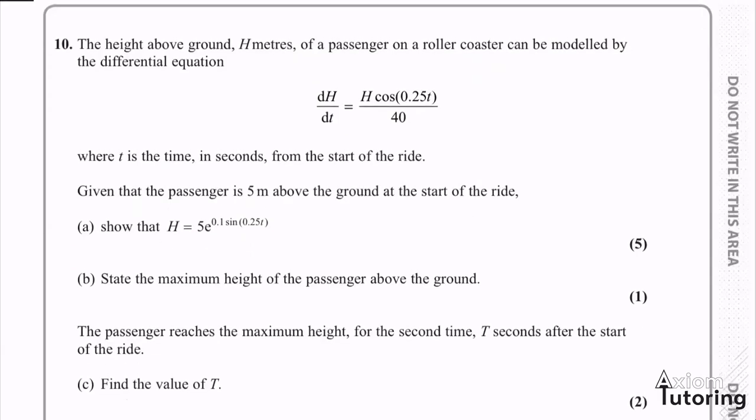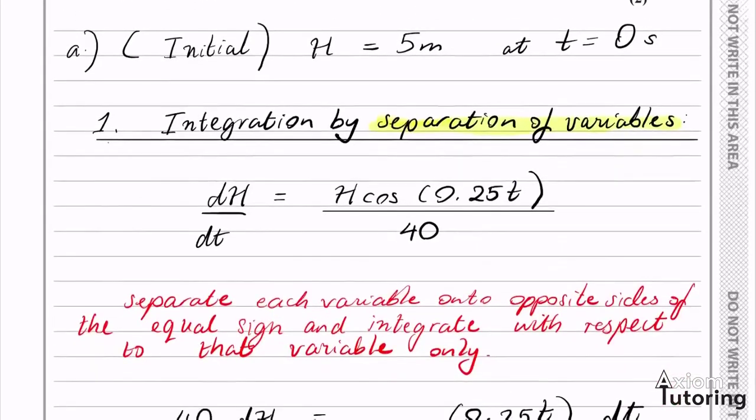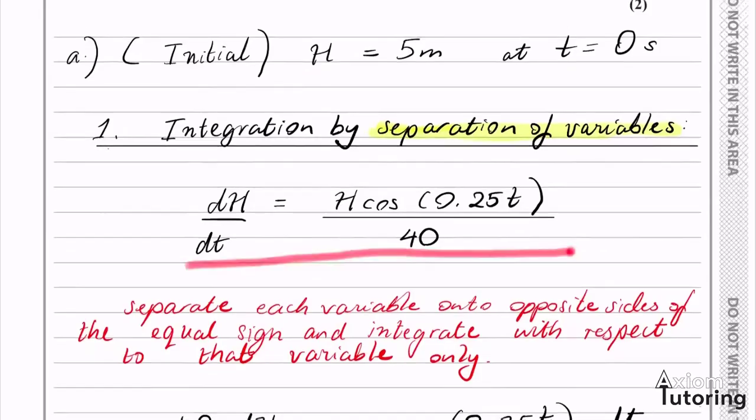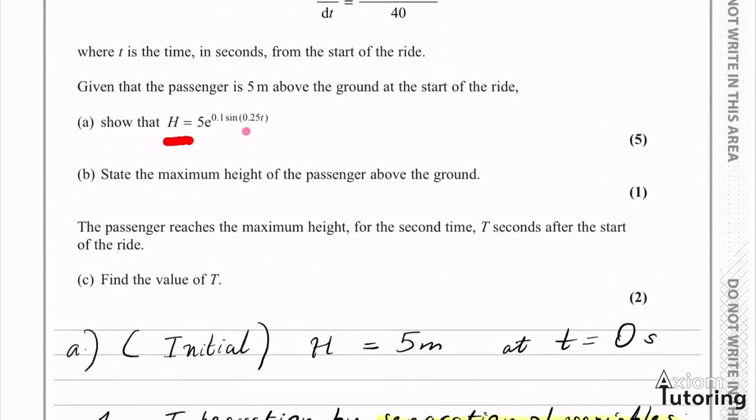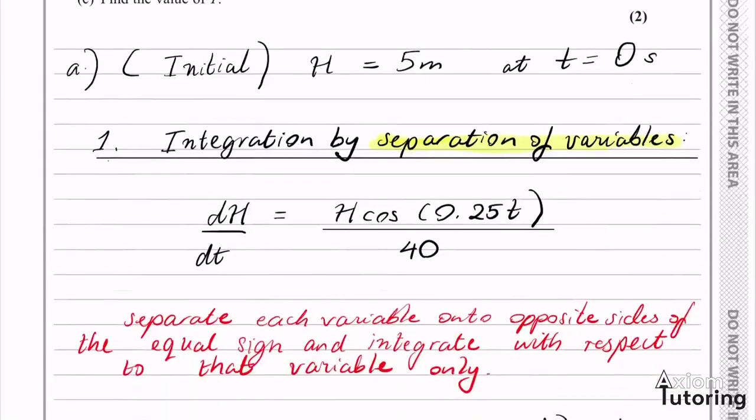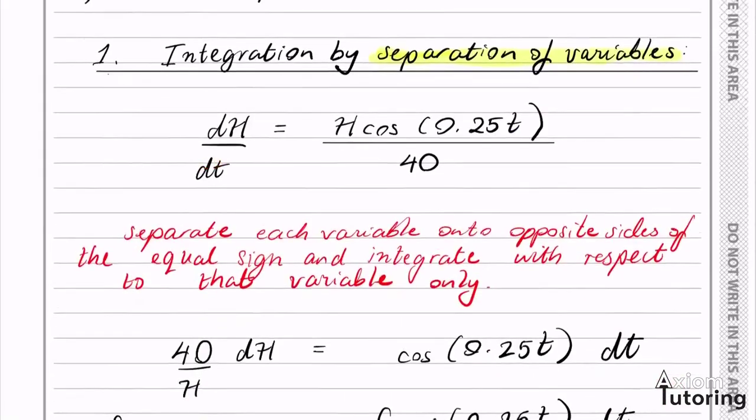So let's write some things down to help us. We have that there's an initial height of 5 meters at the start. So that's going to be when t is 0 seconds. What we can do here after we write our differential equation, because we want a function of h with respect to t, we can integrate by separation of variables.